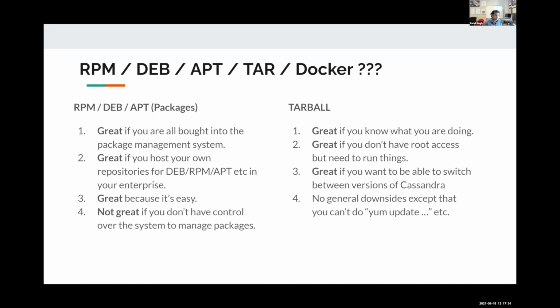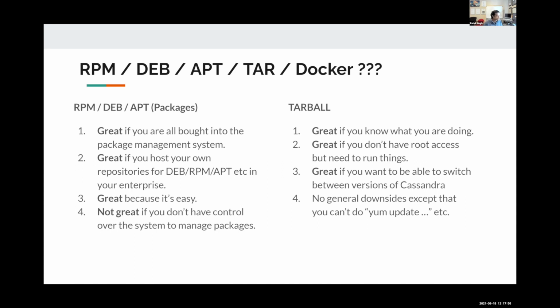If I want to be able to switch between versions of Cassandra very easily, this is like on a flip of a coin. This is pretty much the only way to go. Otherwise, I guess you can use Docker as well. And I'll get into that in a second. How is that possible, right?